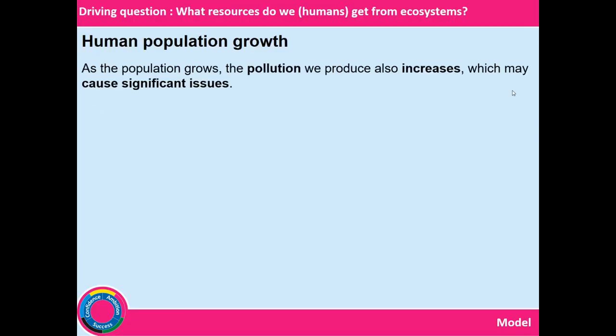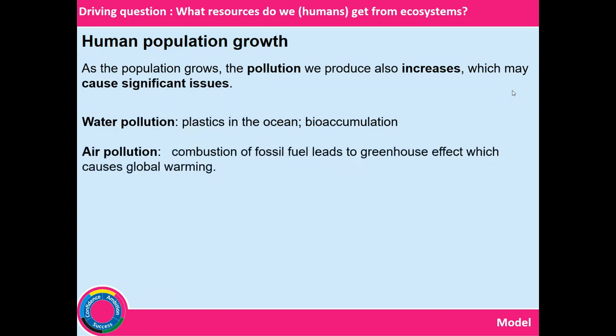So as the population grows, the pollution we produce also increases, which may cause significant issues. So we've talked about water pollution, we talked about plastics in the ocean last lesson, we talked about bioaccumulation, but also air pollution because we burn a lot of fossil fuel with our cars, electricity generation to meet the demands of electricity because there's a lot of people, so new houses are built and things like that.